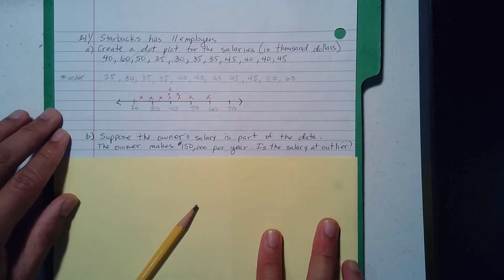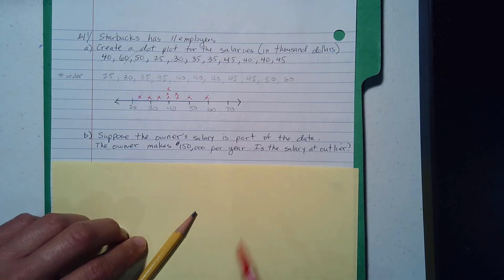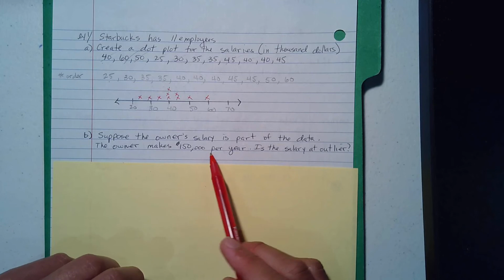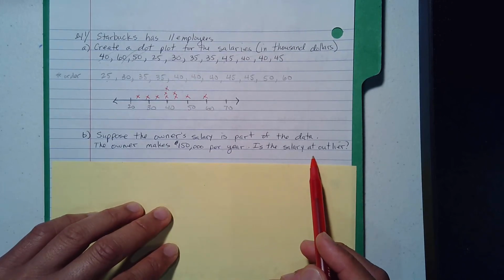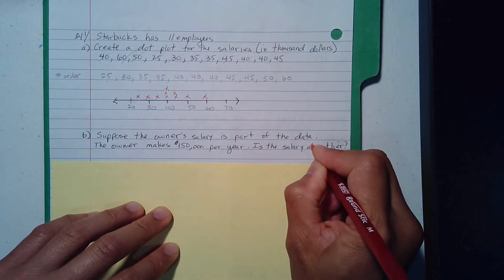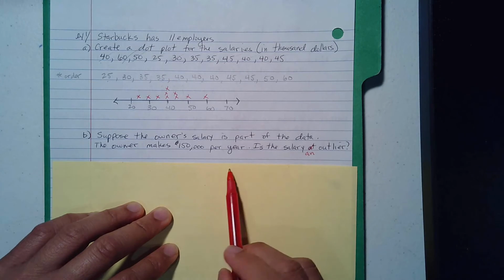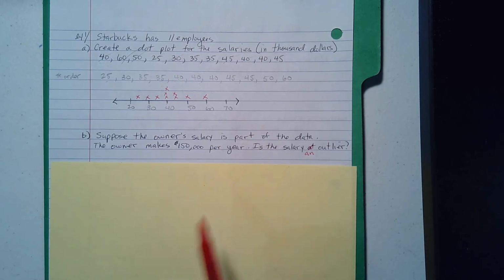Okay. So part B, it says now suppose the owner's salary is part of the data. The owner makes $150,000 per year. Is the salary an outlier? So let's check if the owner's salary is an outlier.